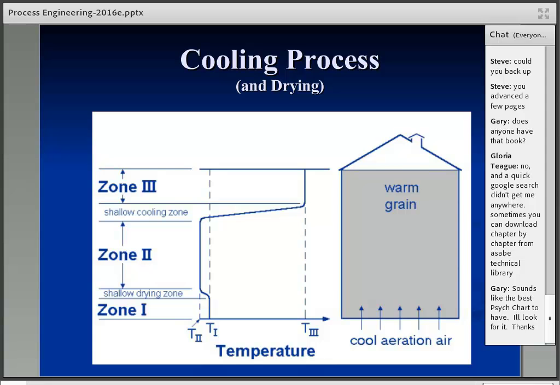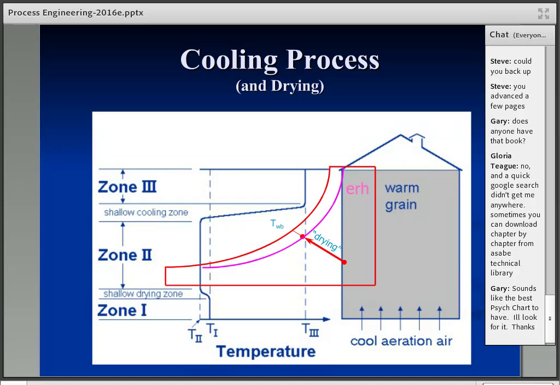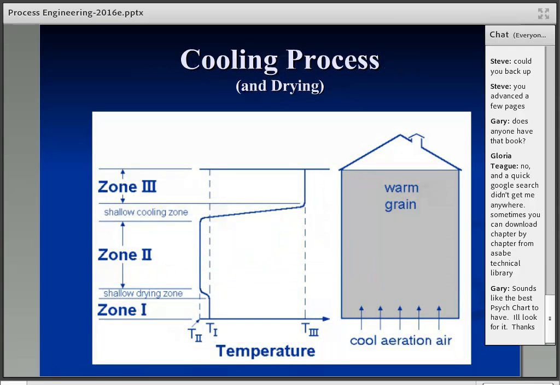You can do the analysis for temperature change here. Let me just see where we go with this because we're out of time. Yeah, you have zones of cooling just like we had zones of drying, if you remember those drawings.